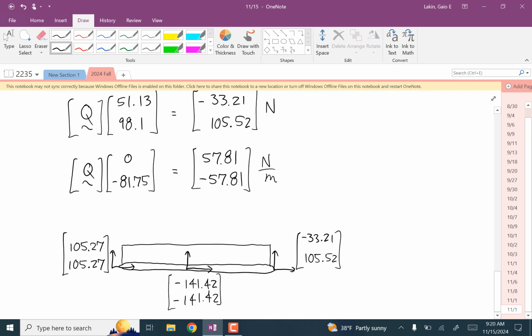Okay, so for the distributed load that's now horizontal in our coordinate system, we have one going this way at 57.81 newtons per meter. And for the vertical component, it's going down in our new coordinate system at 57.81 newtons per meter.